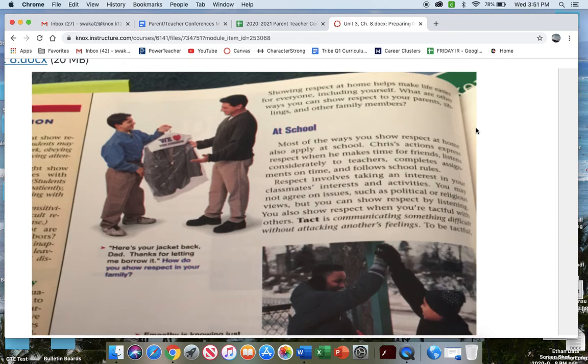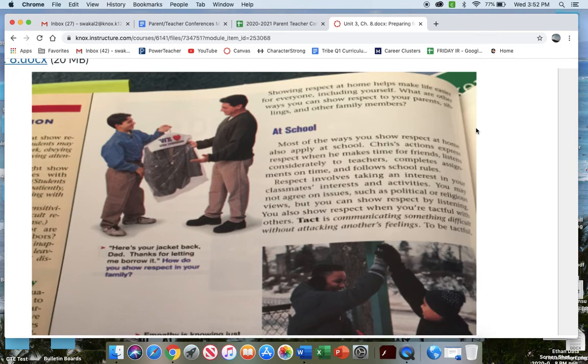You also show respect when you're tactful with others. Tact is communicating something difficult without attacking another's feelings. To be tactful, you need empathy. Empathy is the ability to understand what someone else is experiencing. You empathize by putting yourself in another's place and trying to see things from his or her point of view. In most cases, the more respect you show, the more you'll gain in return from teachers, other school staff, classmates, and friends. And I include substitute teachers in that as well. If you show respect, more than likely, they're going to show respect back to you.